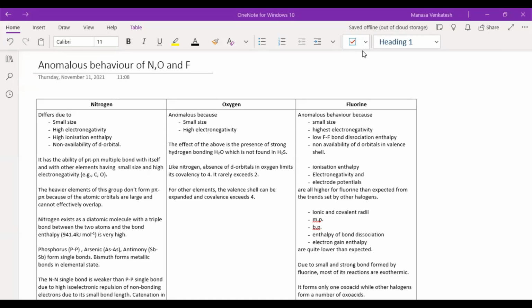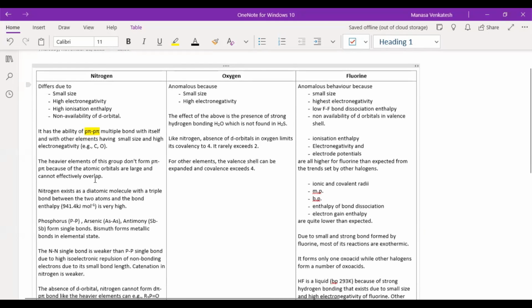The elements in the second period tend to show certain unique behavior due to their small size. So here we'll start with studying the anomalous behavior of nitrogen, oxygen, and fluorine. Nitrogen differs from the other elements of its group because of its small size, high electronegativity, high ionization enthalpy, and the unavailability of d orbitals. It has the unique ability to form p-pi multiple bonds with itself and with smaller elements like carbon or oxygen. But the other elements of this group don't have the tendency to form a p-pi bond, because of no proper overlap between the orbitals.